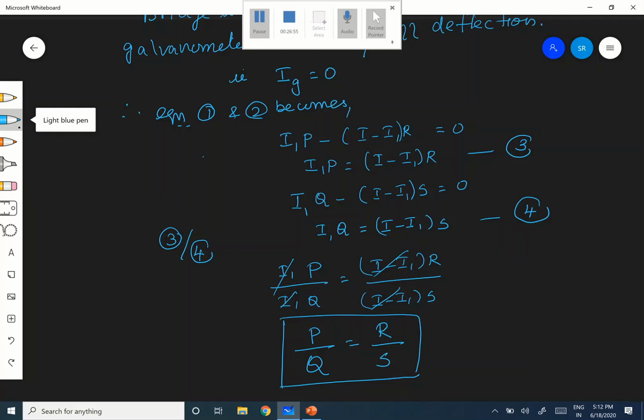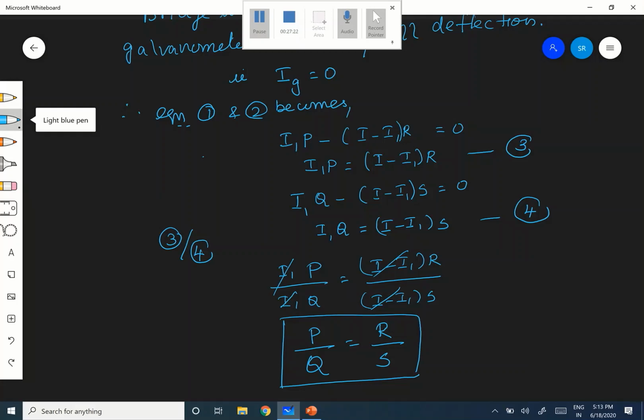Four different resistors P, Q, R, S are connected in the form of a bridge. The bridge is said to be balanced only when P by Q is equal to R by S. Bridge balancing means no current in the galvanometer, that's it, null deflection in the galvanometer. If there is null deflection in the galvanometer, you can say the bridge is balanced. Is it clear?